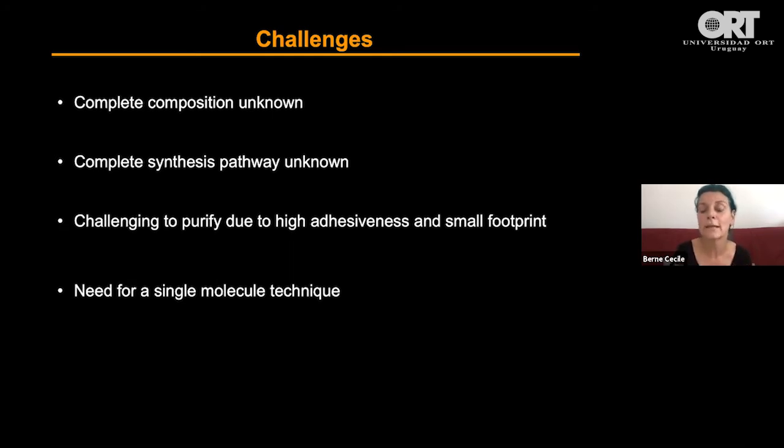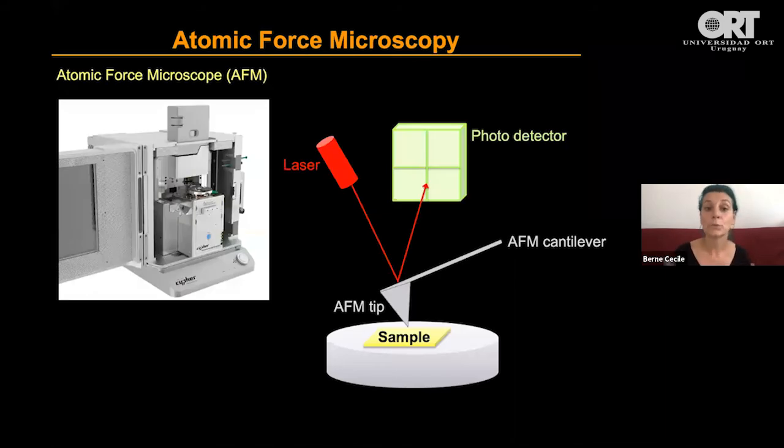And also, it's made in such a small amount by the bacterium. Remember, it's 20 nanometers high. So to have a decent amount to work with, we would need gallons and gallons of bacteria, and this is not feasible for now. So to characterize it, we needed a single molecule technique because, as I just said, there is no way we could have milligrams of protein to use with conventional techniques. So as a single molecule technique, we decided to choose atomic force microscopy.